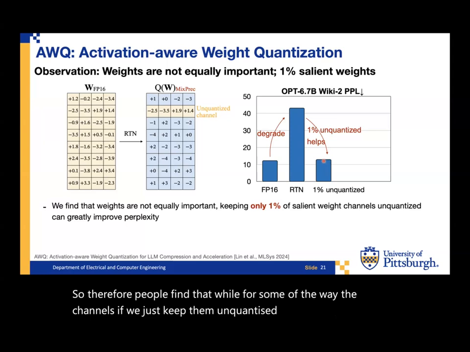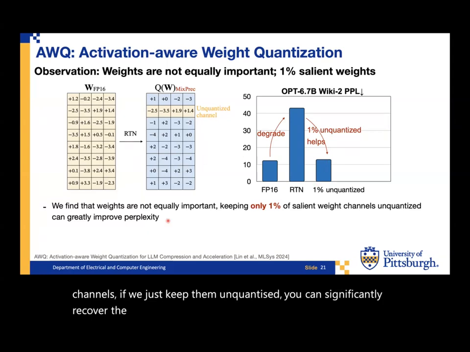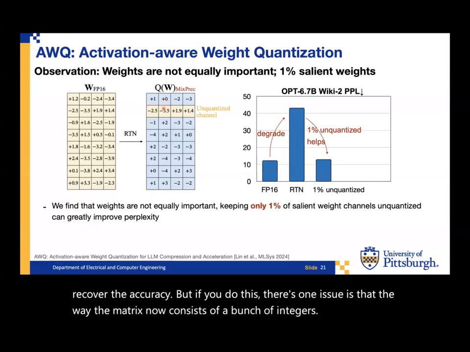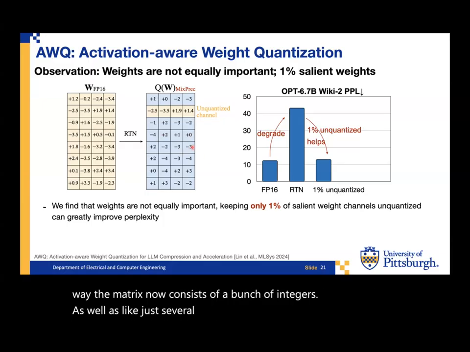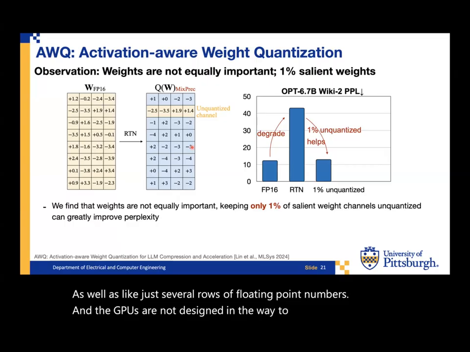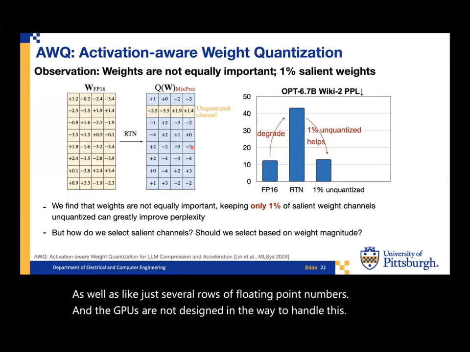you can significantly recover the accuracy. But if you do this, there's one issue: the weight matrix now consists of a bunch of integers as well as just several rows of floating point numbers. And the GPUs are not designed in a way to handle this, right? So what do we do?